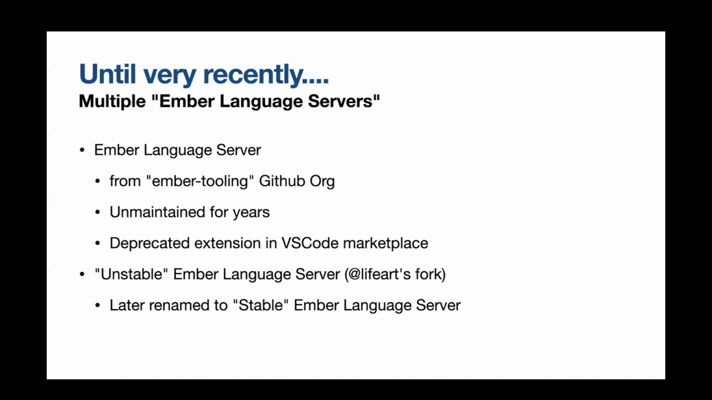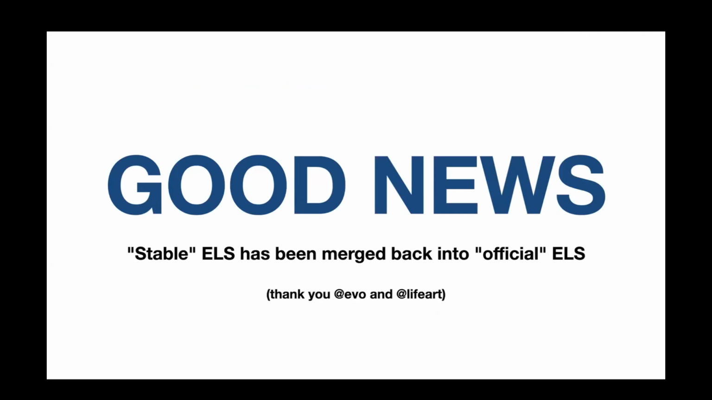Some of this has already improved, like in the last month or so. But until very recently, there were multiple Ember language servers. There was one from the Ember tooling, which would make you think it's the official one, but it hadn't been maintained for 2 to 3 years, and its corresponding VS Code extension was deprecated. The one you're supposed to use was originally called unstable and eventually renamed to stable, but it's still not where you'd expect it to be. The good news is that it has been merged back into the Ember tooling language server.